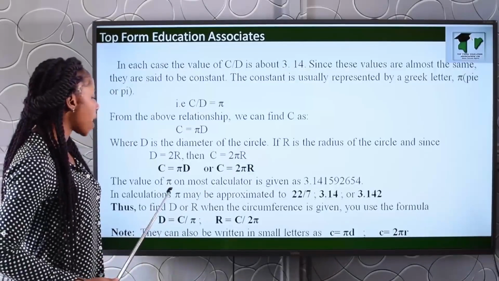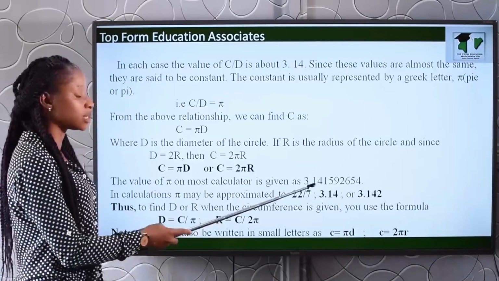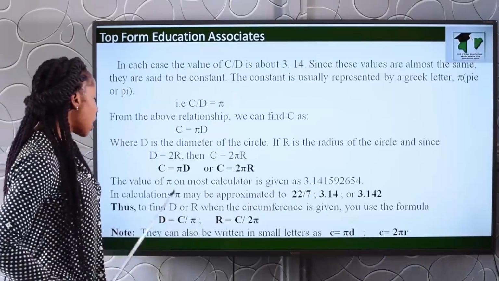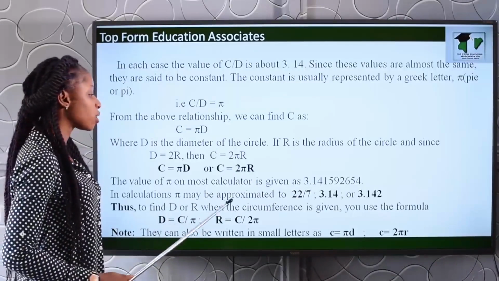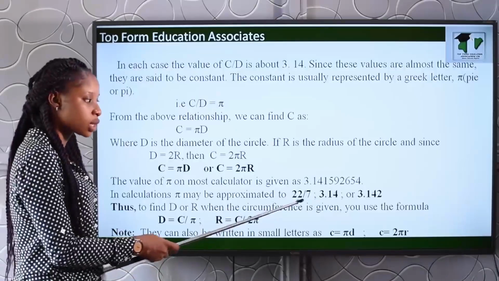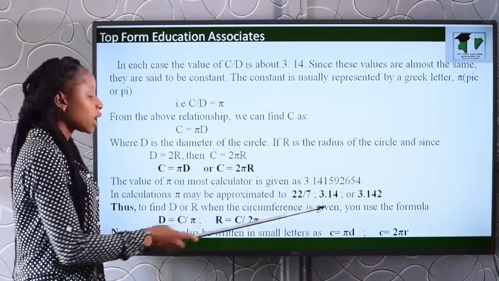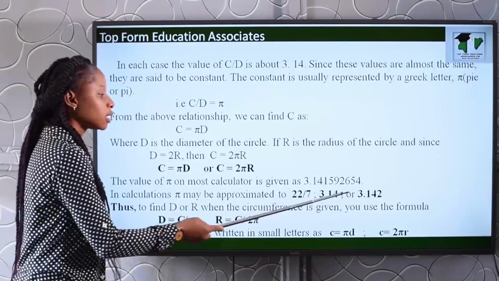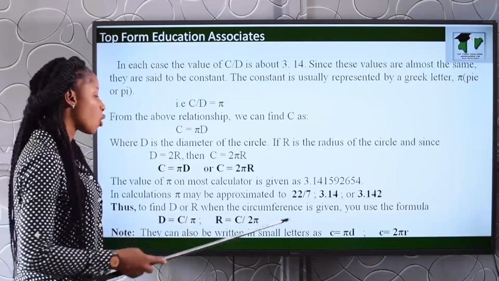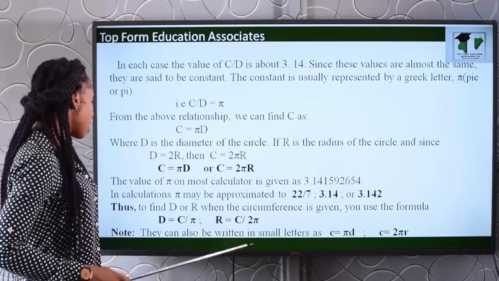Now, the value of pi on most calculators is given as this. In calculations, pi may be approximated to 22 over 7, 3.14, or 3.142. Any of these values you see given in a question is correct. It is the same thing as pi.